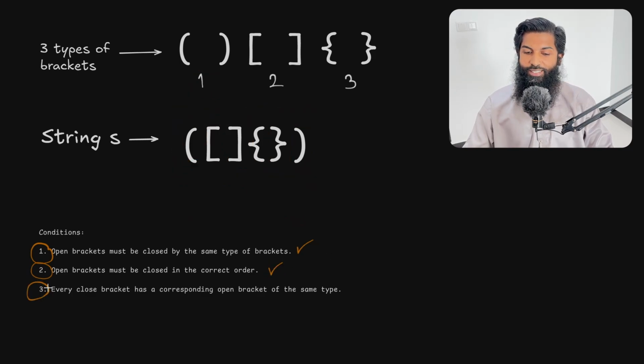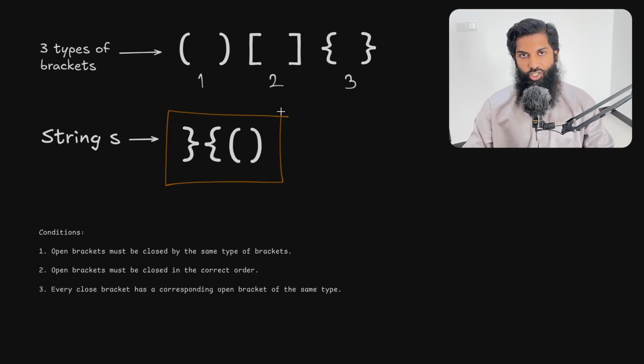What about condition 3? We have 3 close brackets, and the first close bracket does have a corresponding open bracket of the same type. The second close bracket also has an open bracket of the same type. And finally, the last close bracket also has an open bracket of the same type. As a result, we can conclude that this example does also satisfy condition 3. Here's another example we can check out.